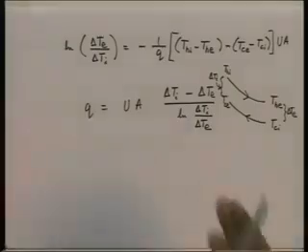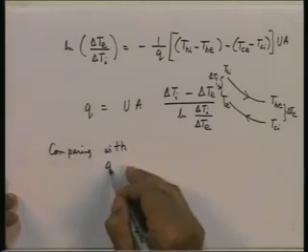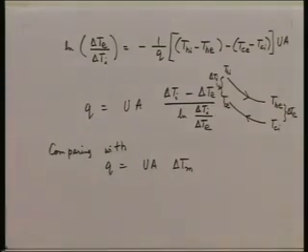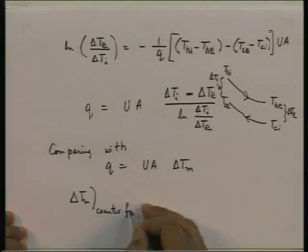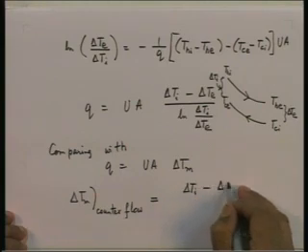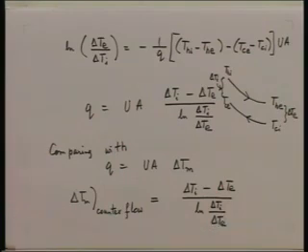Now, if I again compare with our general performance equation, Q is equal to U A delta T m for any direct transfer type heat exchanger, I will get delta T m in counter flow is equal to (delta T i minus delta T e) divided by the logarithm to the base e of delta T i by delta T e, where delta T i and delta T e are as defined just a moment ago.